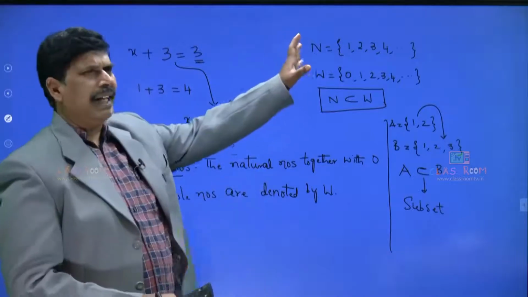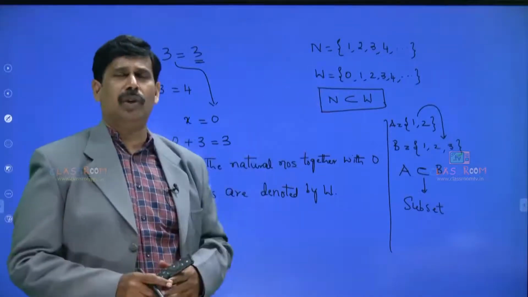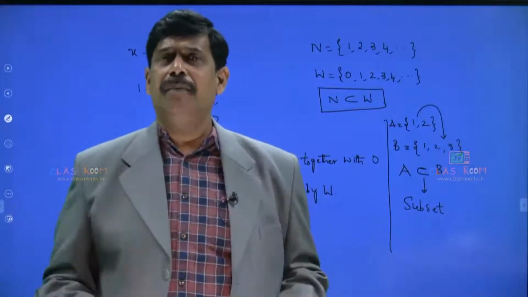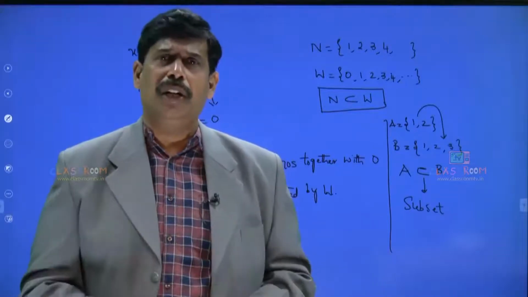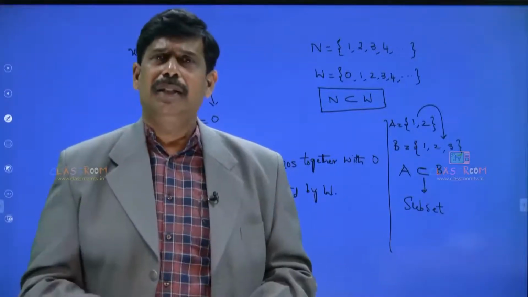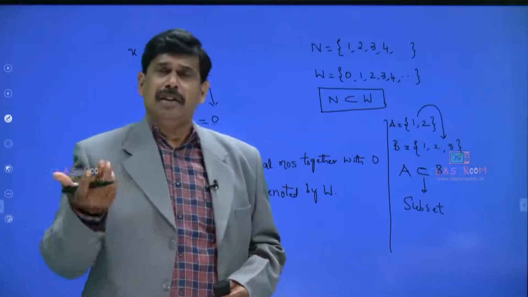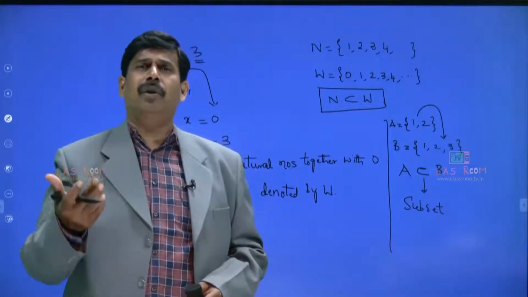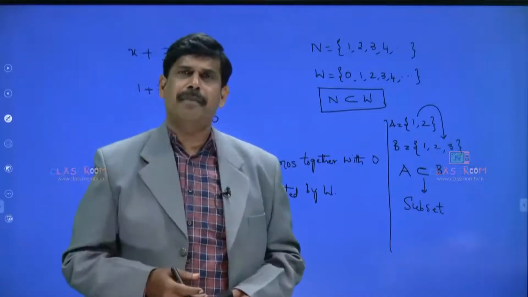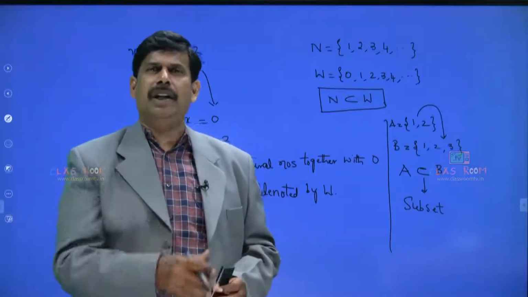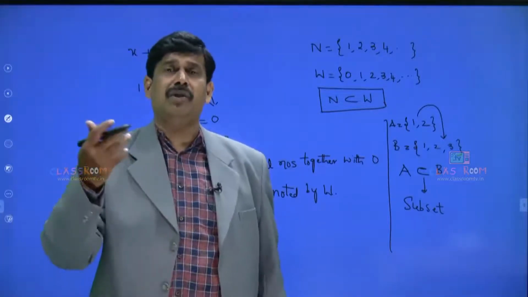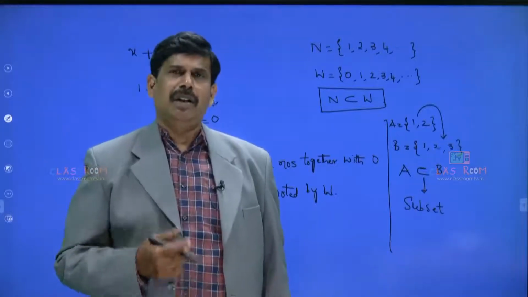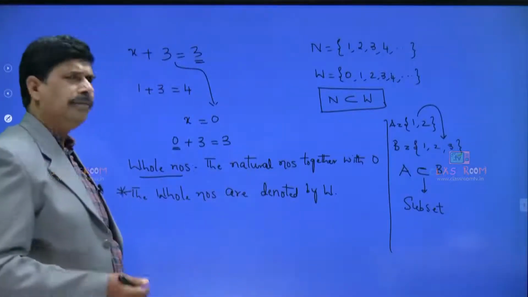So here all the natural numbers are whole numbers. So you can say all the natural numbers are whole numbers, but the converse may not be true. Suppose 0 is a whole number, but is it a natural number? They might ask you to give one example of a whole number which is not a natural number. So 0 will be the answer, because 0 is a whole number but it is not in the set of natural numbers.